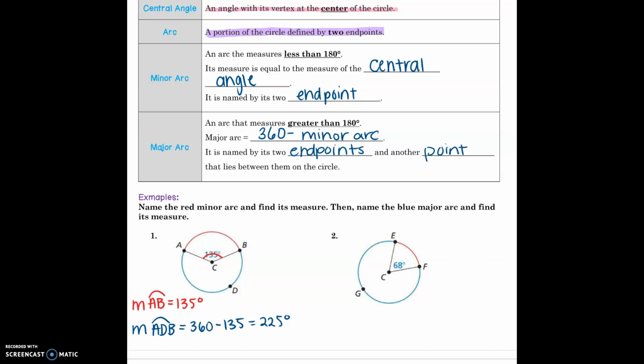The minor arc we can name arc EF, and we know the minor arc is equal to the measure of its central angle, which is 68 degrees. The major arc we can name arc FGE, and to find the measure of the major arc, we take 360 and subtract the measure of the minor arc. 360 minus 68 is equal to 292 degrees.